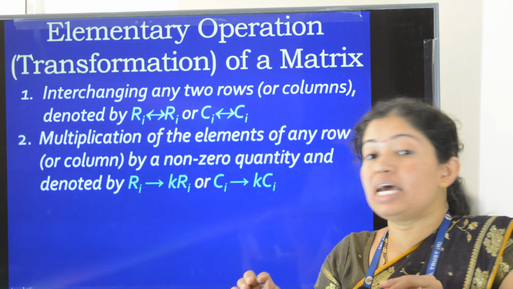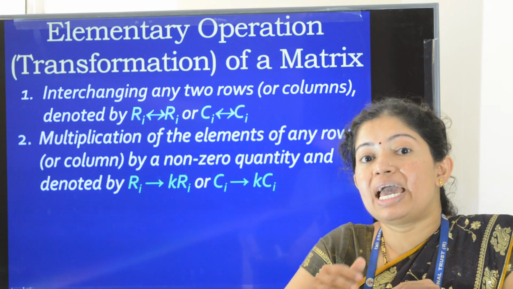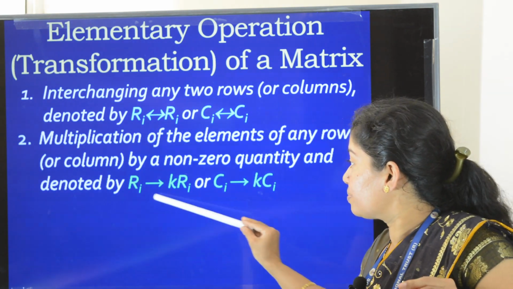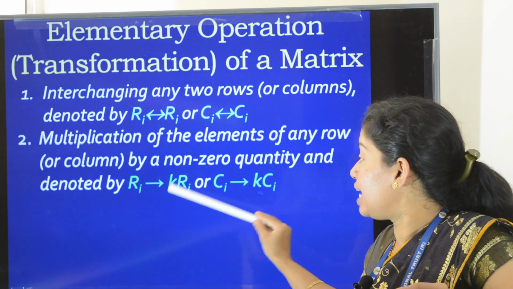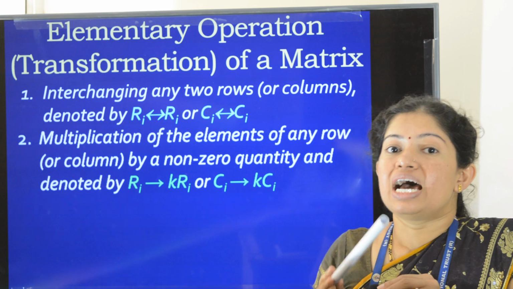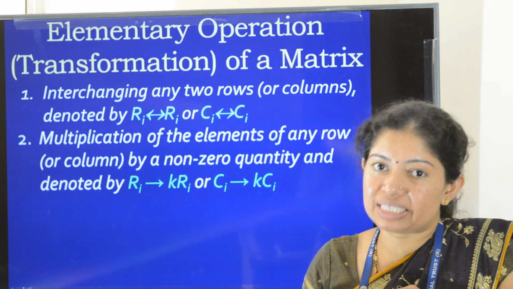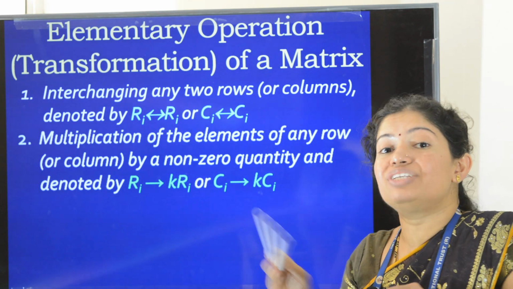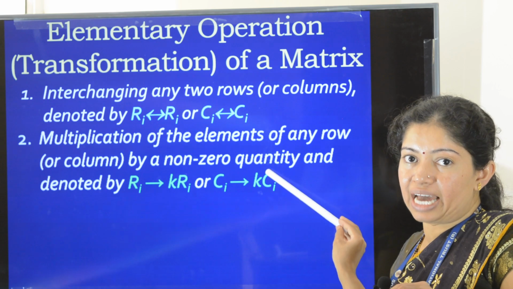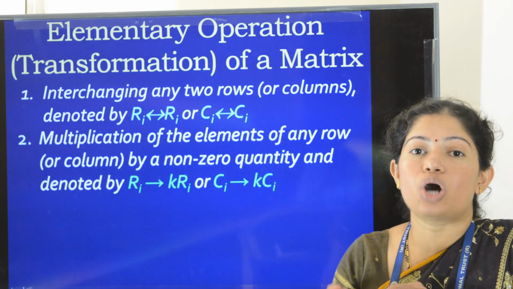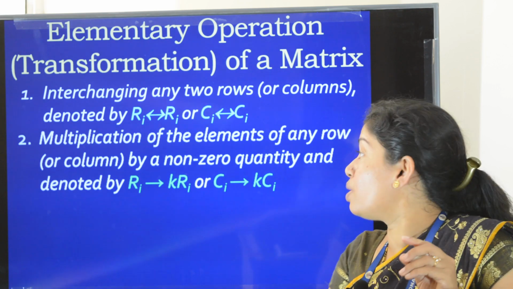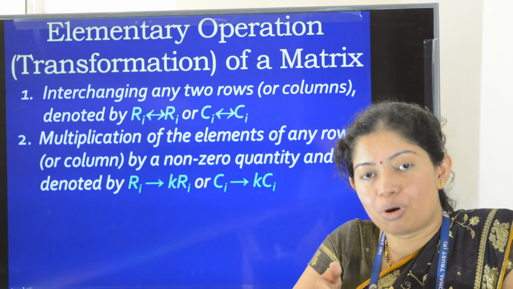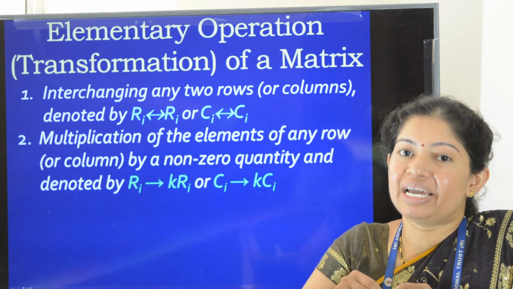Then the second one, you can multiply elements of any row by a scalar k. So here you can see Ri changes to what? k times Ri, means the ith row we multiplied by a scalar k. For columns you can denote like this: Ci changes to k times Ci. So you multiply the ith column by the scalar k. So what is that second operation? You can multiply elements of any row or elements of any column by a scalar k.